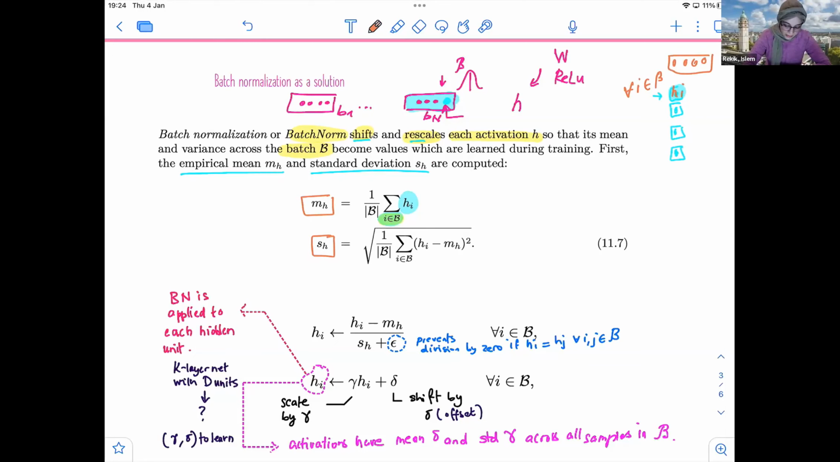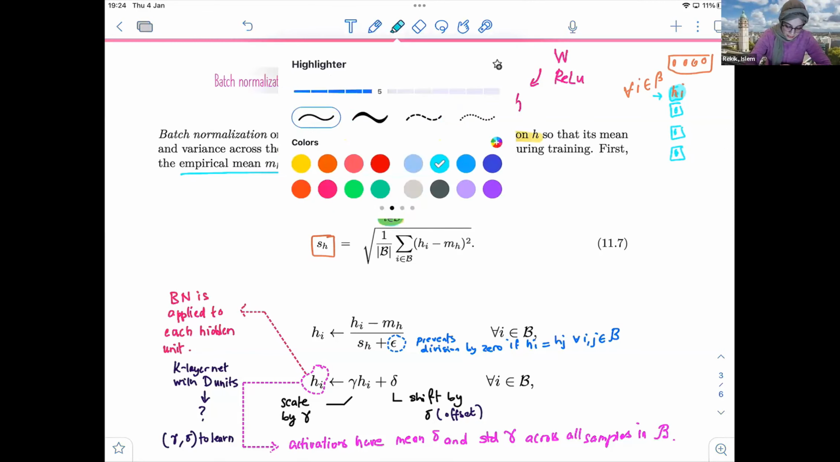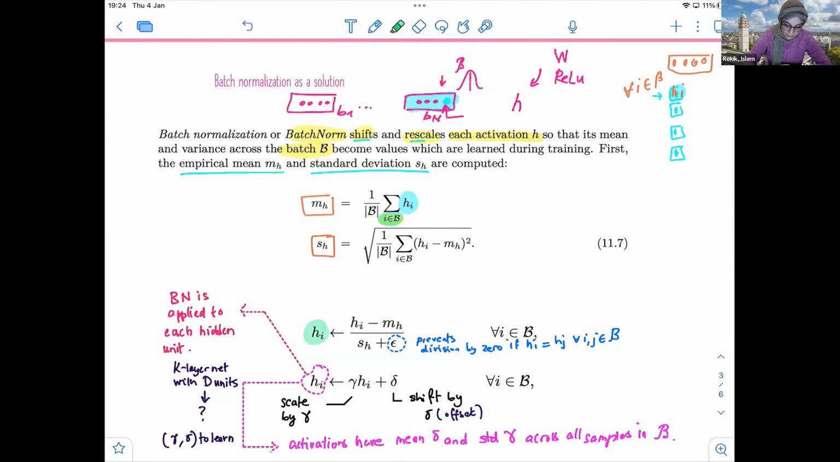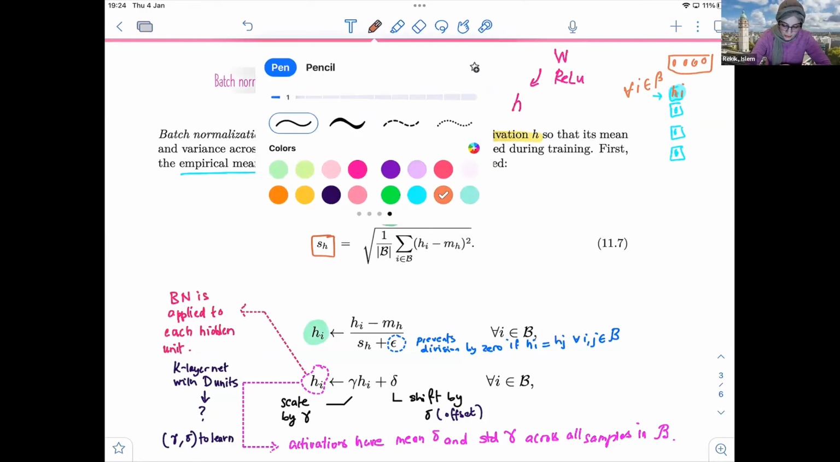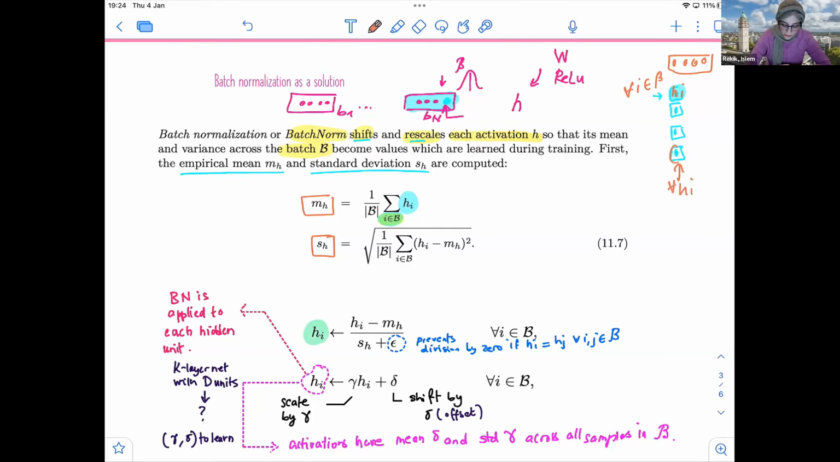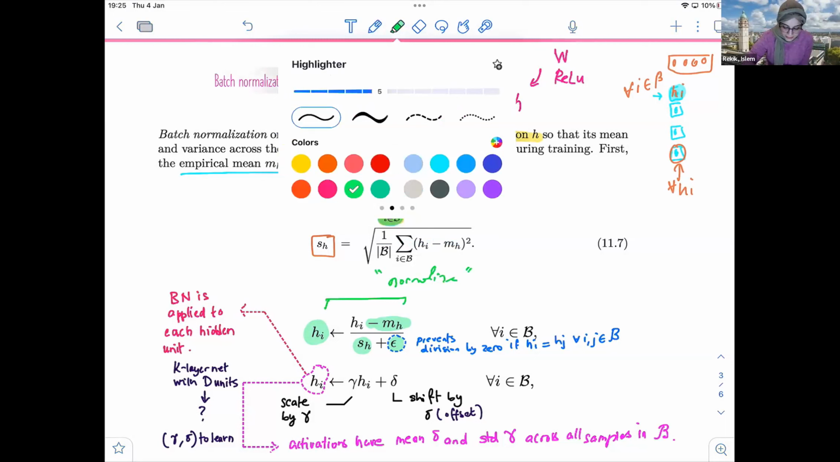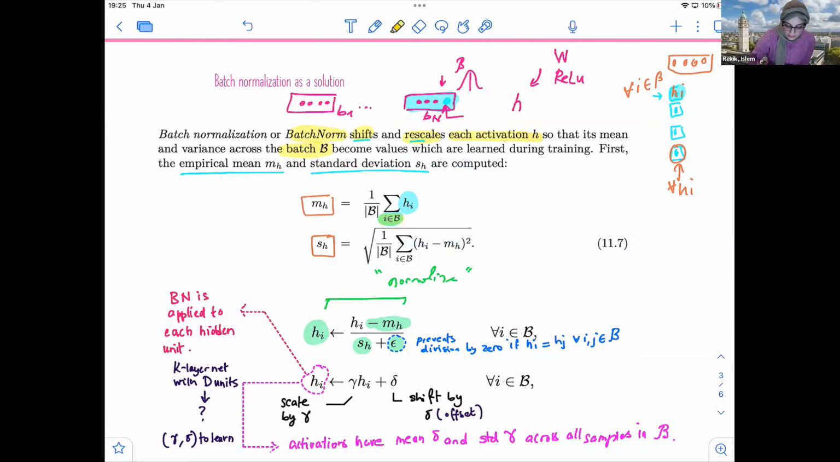Okay, so after we get the standard deviation and the mean, we simply normalize the HI. For every single unit now in our layer, for each unit HI, we're going to subtract the mean and divide by SH plus an epsilon. Okay, so this is normalization. The normalization happens here, with respect to the mean and standard deviation. So why are we adding an epsilon? The epsilon prevents division by 0.